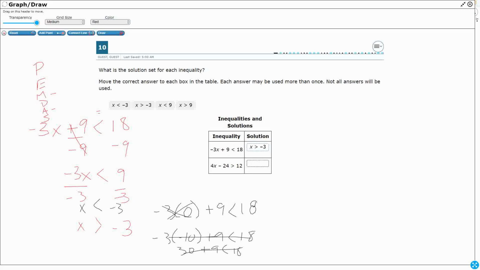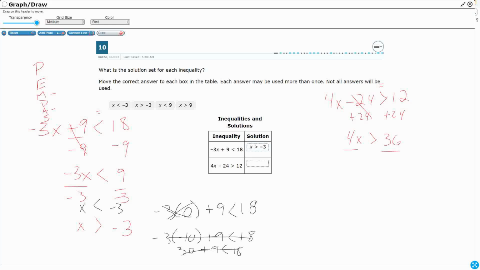Let's look at our second one here. We've got 4x minus 24 greater than 12. Same thing, we're going to pretend like it's an equal sign so we can kind of balance these equations. Reverse PEMDAS, that minus 24 is the weakest on the x side, so the opposite is plus 24. We do that to both sides. Cancels out. I get 4x, and that's going to be 36.